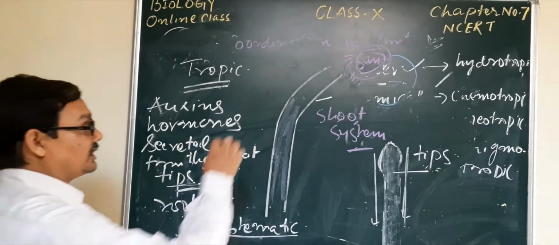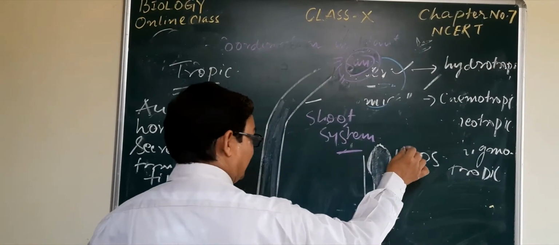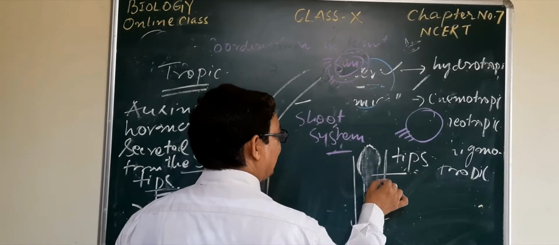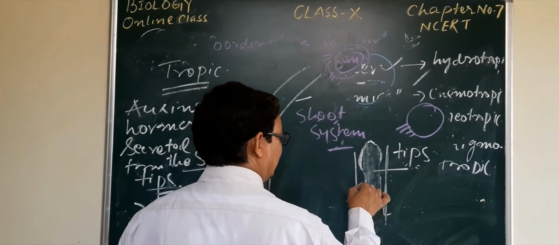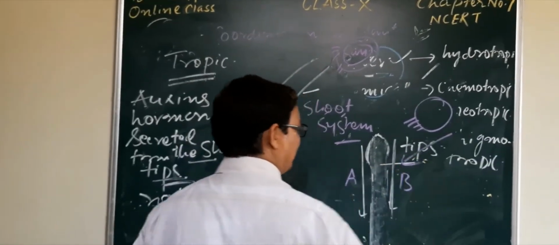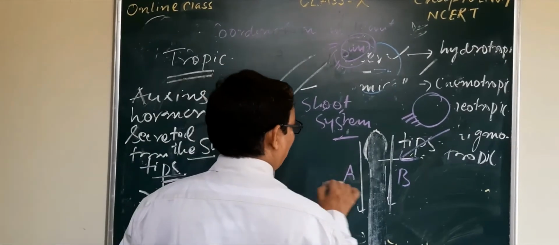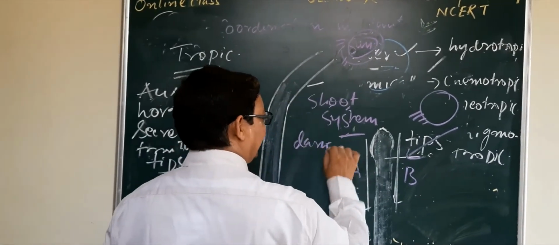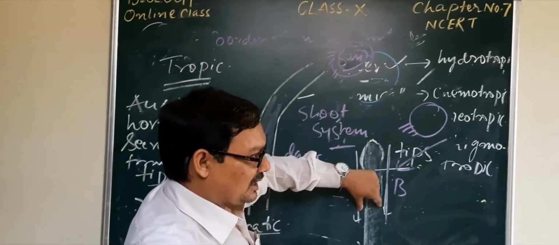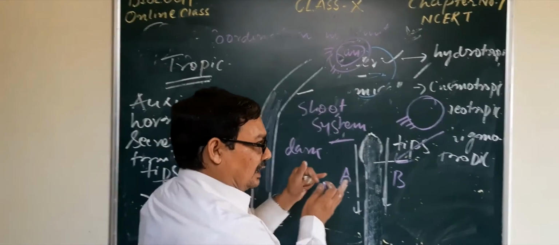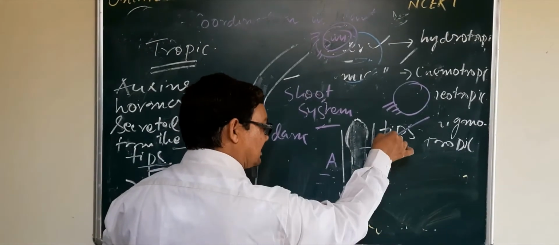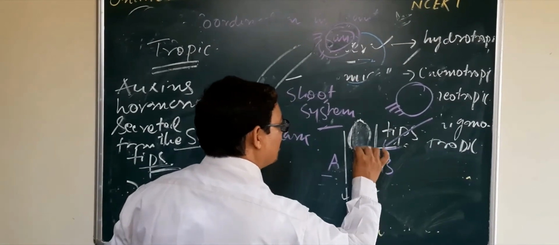But when the light is coming from this side, then their accumulation is greater on this side. Suppose this side is A, and this side is B, where the light is coming from. When there is no light, the dark side, that is A, this hormone may diffuse to the other parts, but it likes to live in the shady regions, that means in the dark part. That's why it accumulates in greater amounts on this side.